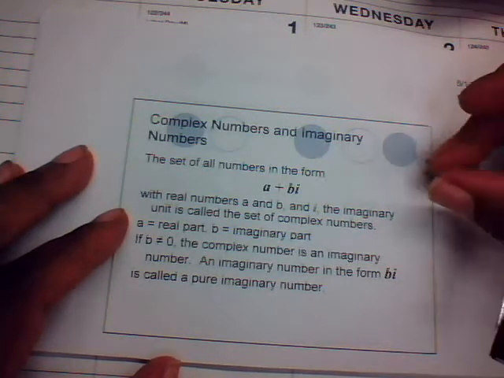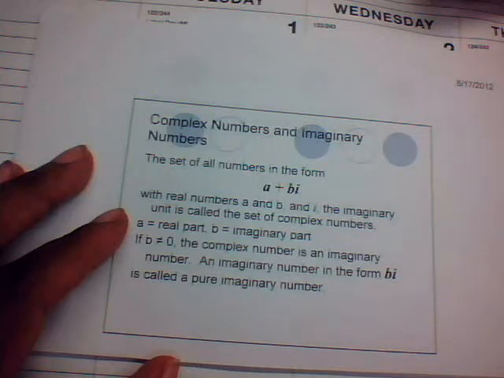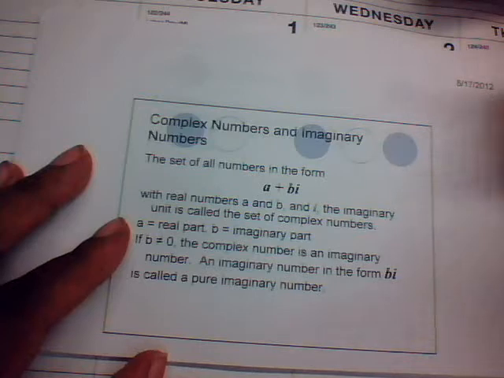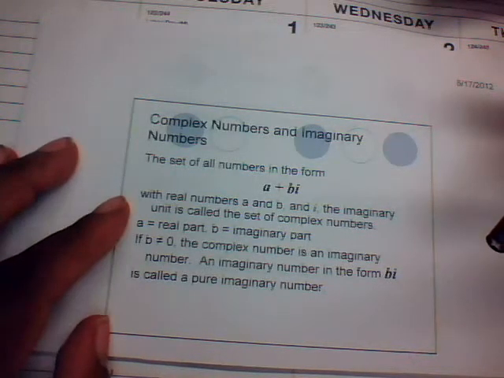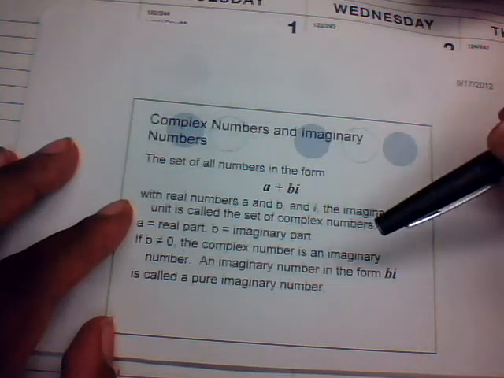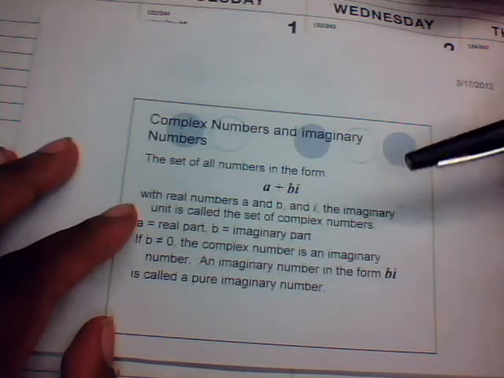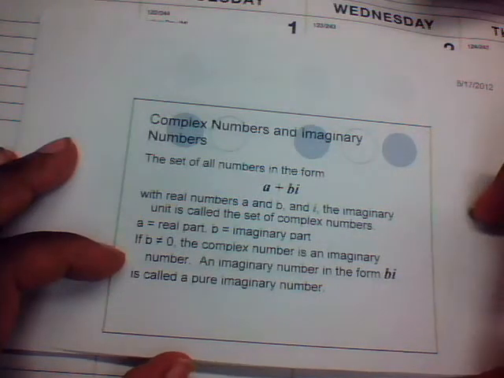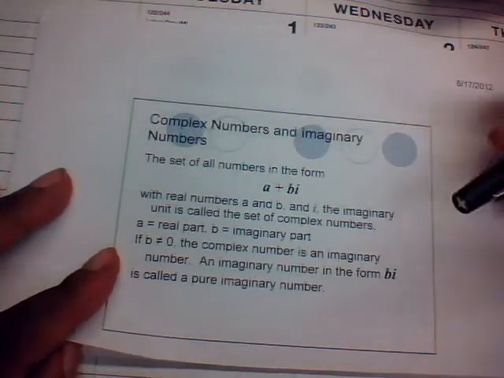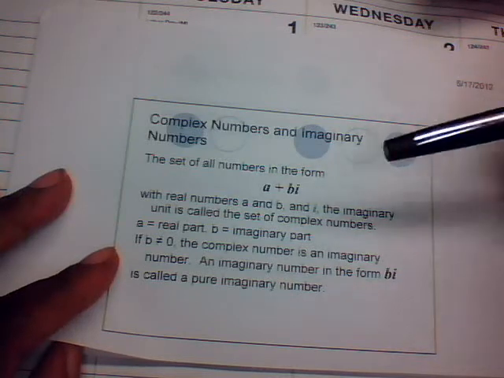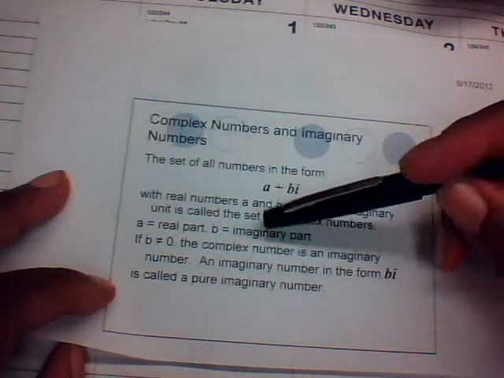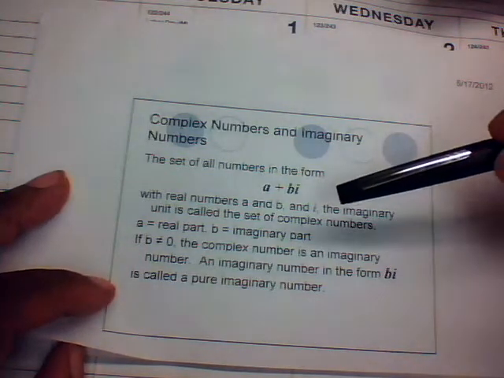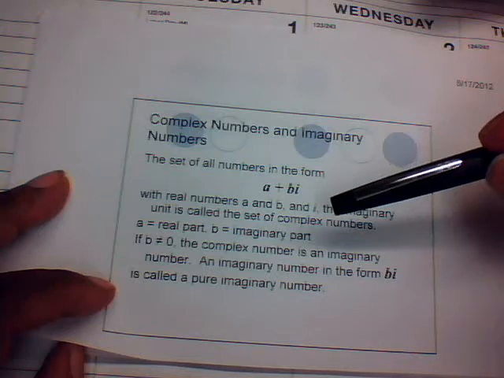Now, with the imaginary unit, we use that with complex numbers. The set of all numbers in the form a plus bi, with real numbers a and b, and i being the imaginary unit, is called the set of complex numbers. All complex numbers will be in the form a plus bi, where a is the real part and b, the number in front of the i, is the imaginary part.